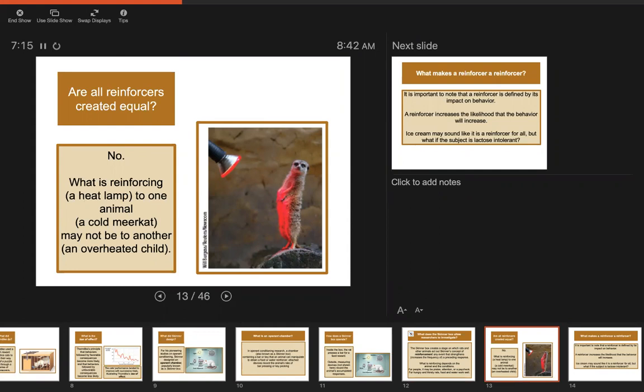Lots of times teachers would think that stickers or something like that, which are motivating to many children, would be motivating for every child, but they aren't, right? So you have to figure out what it is that is motivating for a particular organism.